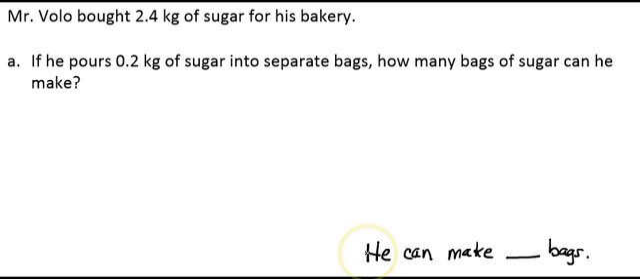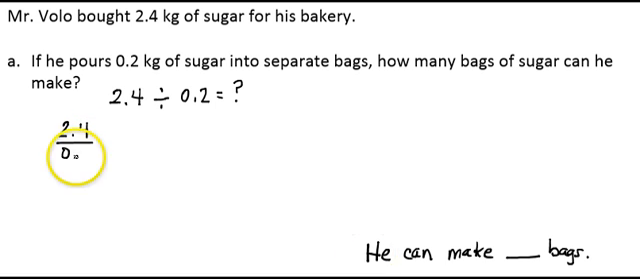So the problem we're doing here is we're taking the whole, which is 2 4/10 kilograms, and we're going to divide it into groups. Each group will have 2/10 of a kilogram of sugar in it. The question is, how many groups do we have? We'll start by turning our division problem into a fraction. So I can look at this as 2 4/10 over 2/10. I would read that as 2 4/10 divided by 2/10.